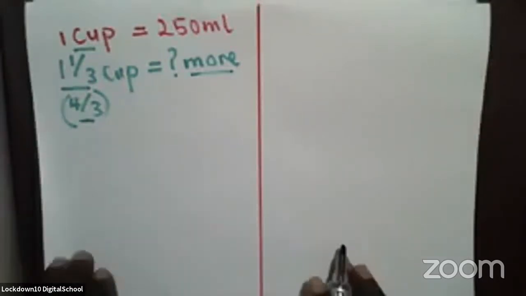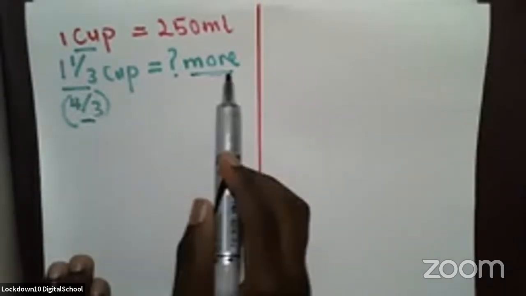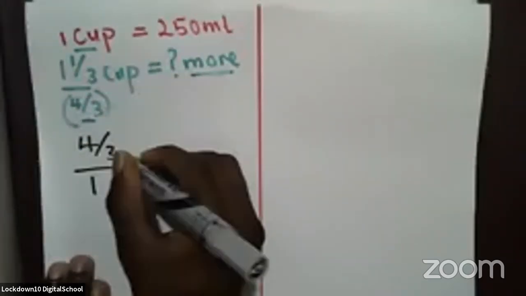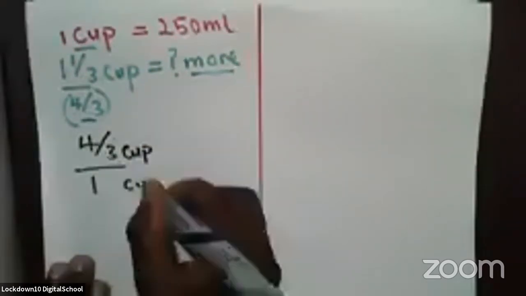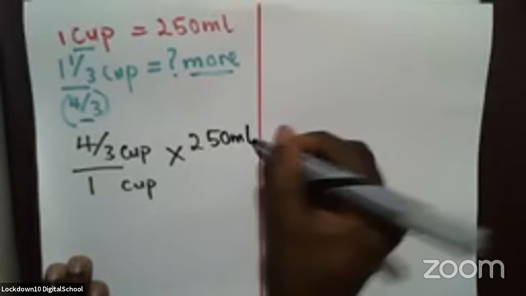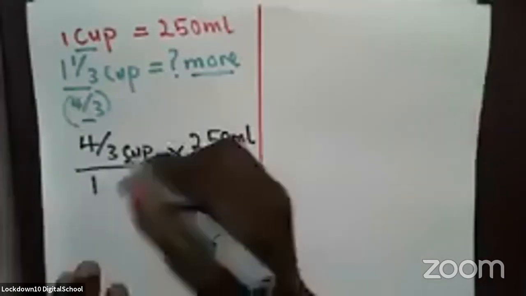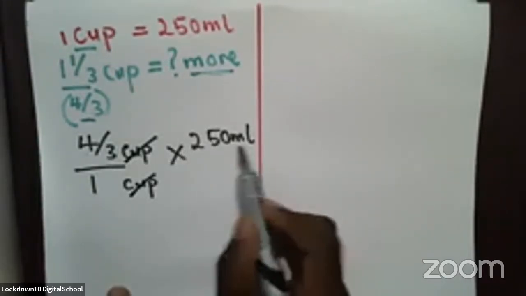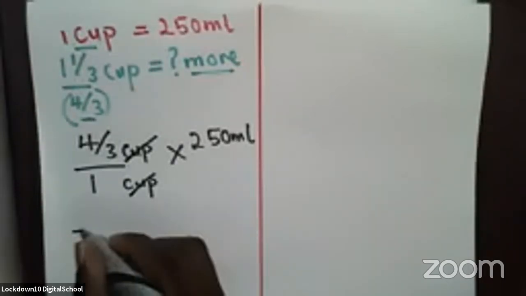Okay, so we have 4 over 3 here. We are saying more, so we say 4 over 3 divided by 1. Don't forget this is cup and this is cup. Multiply by 250 milliliters. When we say cup and cup, these two cancel out, so we no longer have cup there. We are now left with 4 divided by 3 multiplied by 250. Again, this is in milliliters, so our answer has to be in milliliters, guys.